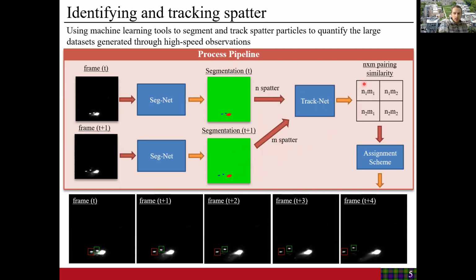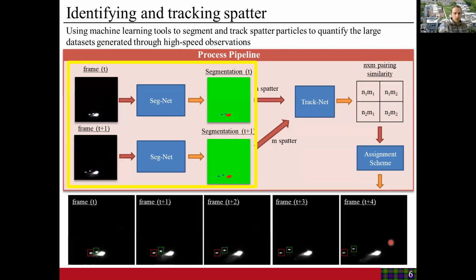Now that gives us a similarity matrix of the similarity values, and then we use an assignment scheme to do the pairwise tracking, so that we get the bounding box assignments across the image frames at t through, let's say, t plus 4, to track those individual spatter particles.